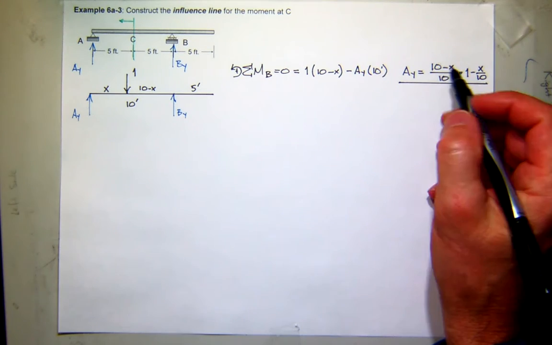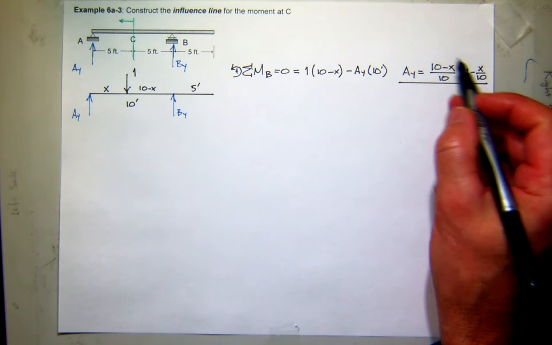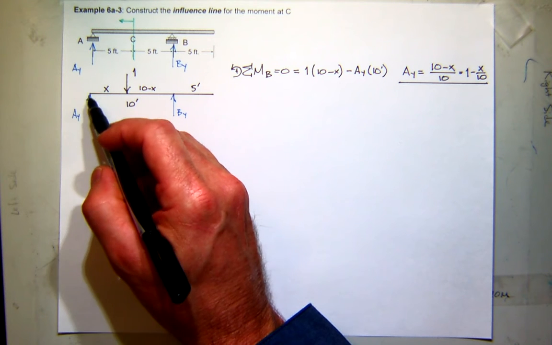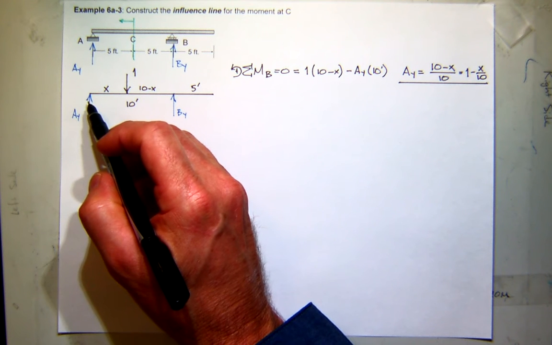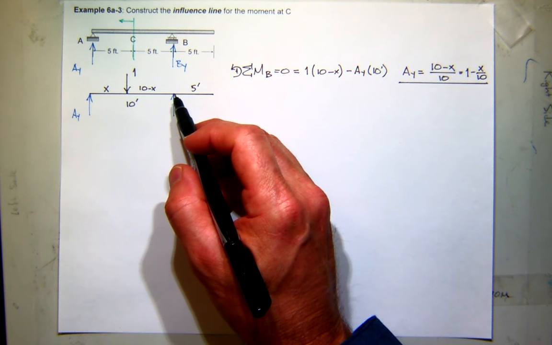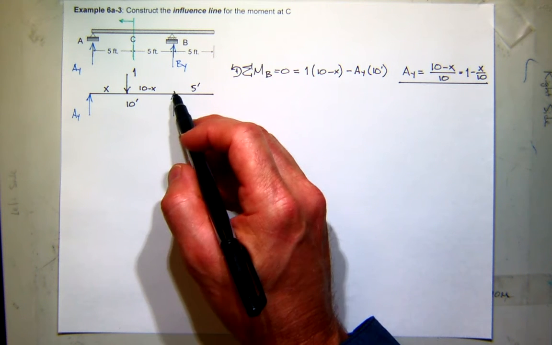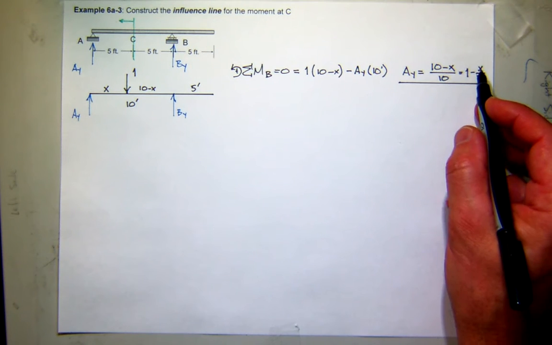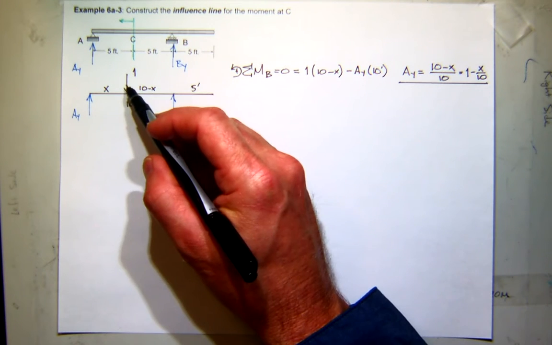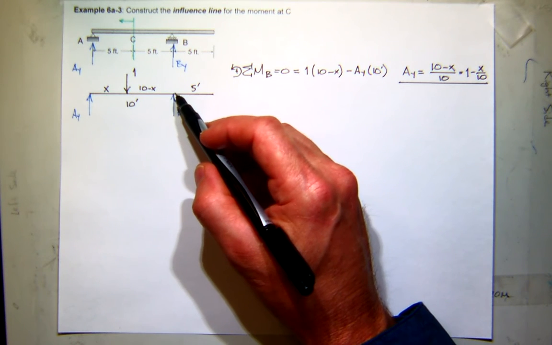That kind of makes sense. When x is equal to 0, it says AY is 1. That means the unit load would be right over A. That seems reasonable. And then as I move over to, say, x equal 10, where the unit load is right over B, well, that's 1 minus 1, which is 0, so there is no reaction at A when the moving load is at B.